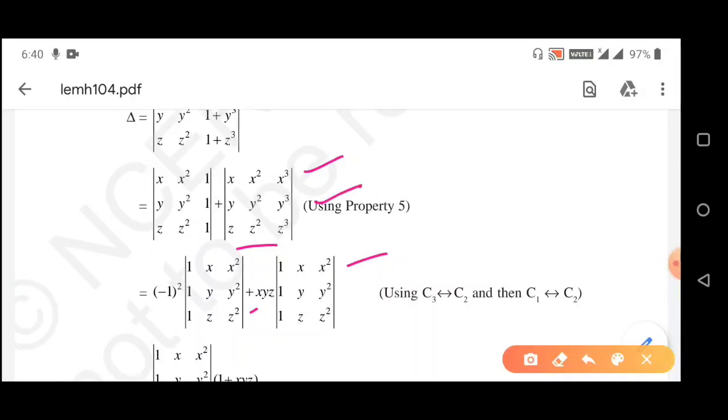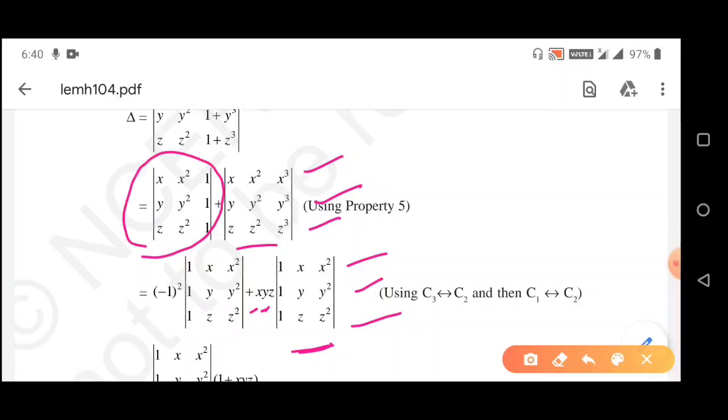From row 2 we can take out y, so row 2 will become like this. From row 3 we can take out z, so row 3 will become like this, and outside we will have x, y, z. Now see, here compare this determinant and this determinant.